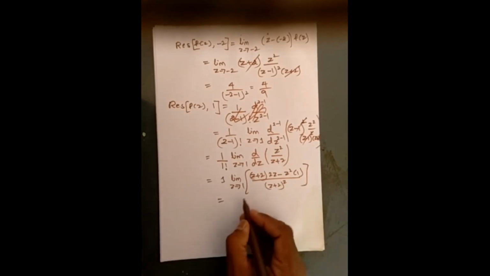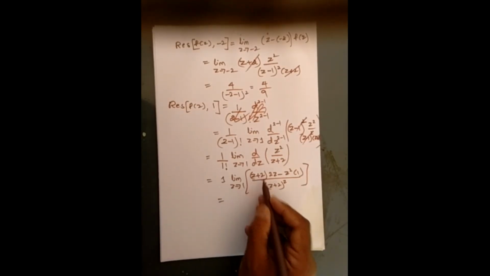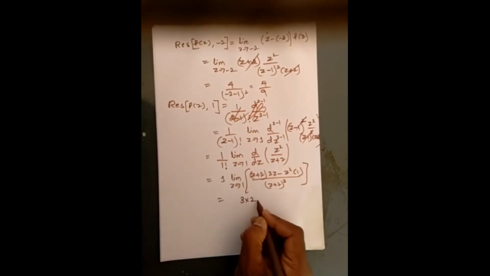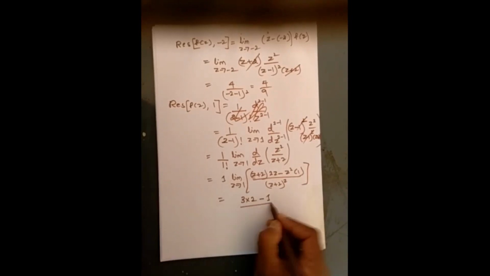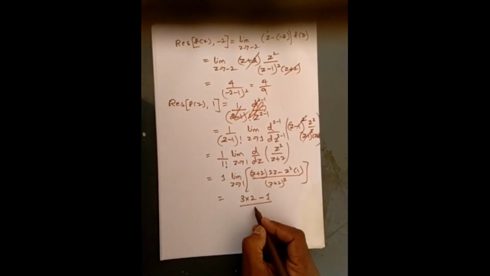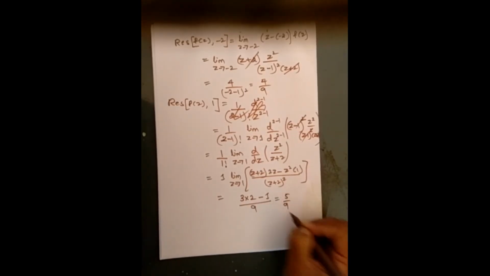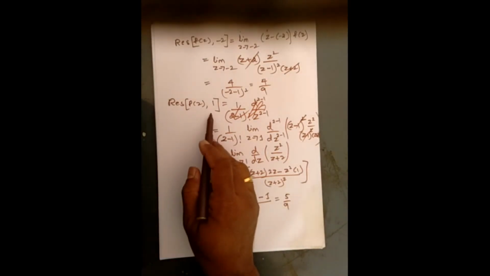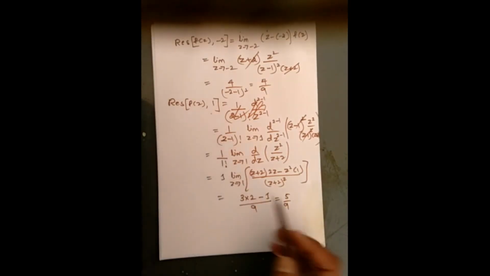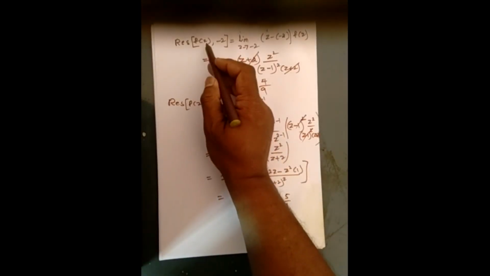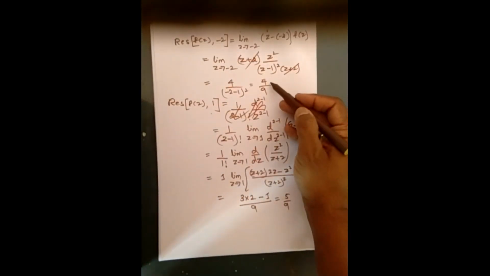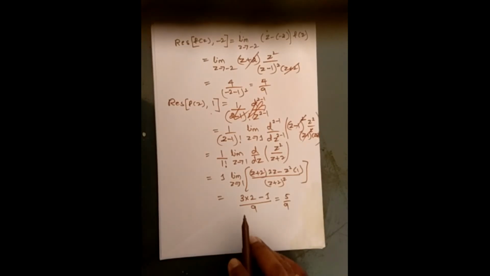Now substitute the limit, z equal to 1: 1 plus 2 is 3, so 3 into 2 minus 1, divided by (1 plus 2) whole square, that is 3 whole square, which is 9. So 6 minus 1 is 5 by 9. So the residue of f(z) at z equal to 1 is 5 by 9, and the residue of f(z) at z equal to minus 2 is 4 by 9. This is how we calculate the residue at each pole. Okay, now we see the second problem.